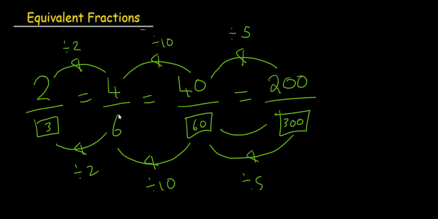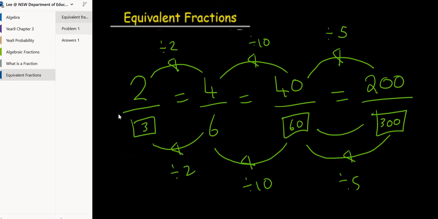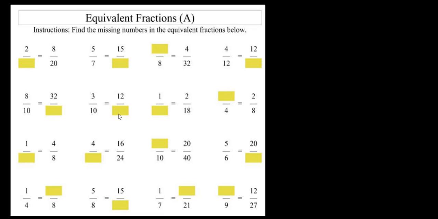Okay, so let's have a look at some problems. Now, I will do some examples, so just choosing them randomly. I'll do the first one. I will do this one, and I will do this one. Okay, so let's draw the arrows in first. So 2 times what gives 8? Well, I'm going to say 2 times 4 gives 8.